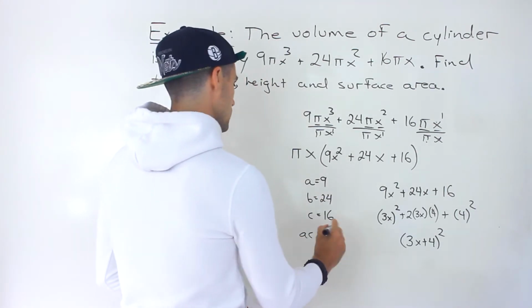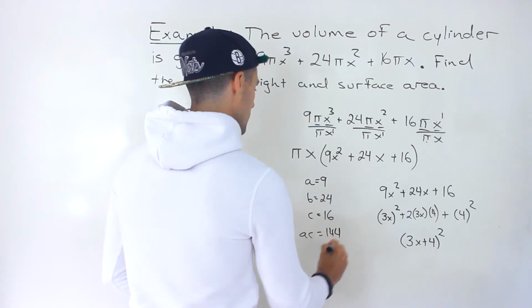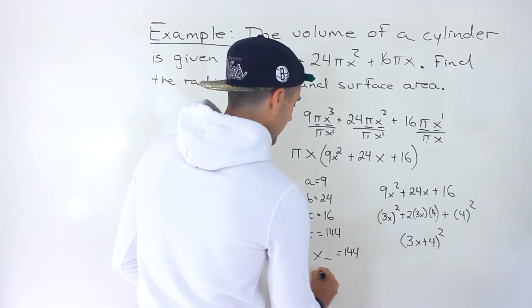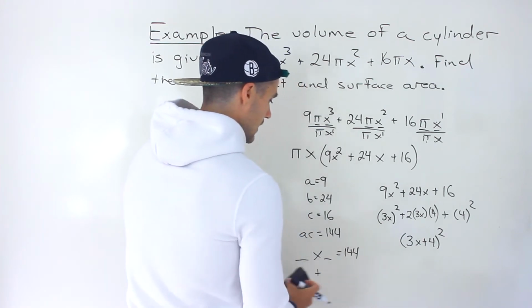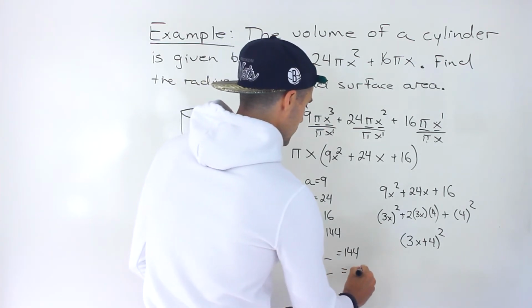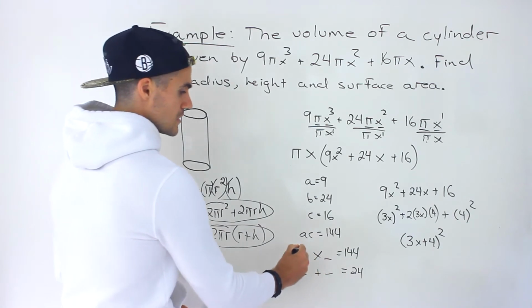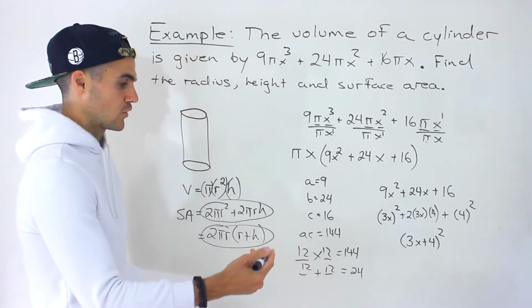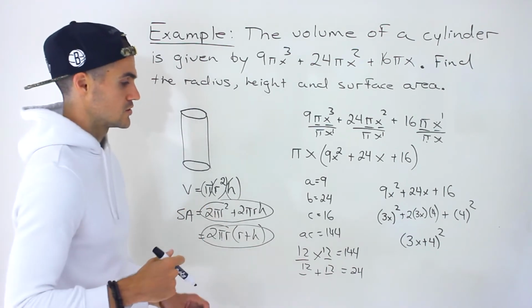9 times 16 would give us 144. And then we have to find two numbers that multiply to 144 and add up to 24. In a perfect square trinomial, these numbers are always going to be the same. In this case, it's 12 and 12. 12 times 12 is 144. 12 plus 12 is 24.